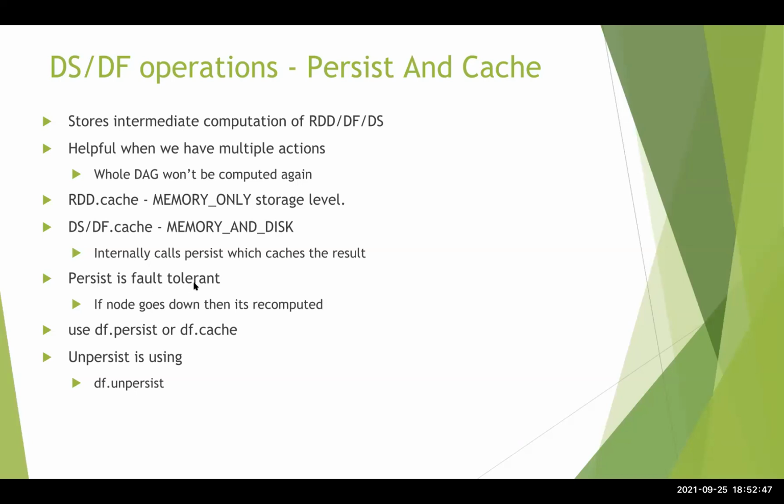Persist is fault tolerant. If the node goes down, it gets computed. So we should use either dataframe.persist or dataframe.cache. Unpersist is for when you are done with your program and you don't want to keep the persistence of whatever data set you have persisted. You don't want to have that anymore. You can use dataframe.unpersist.